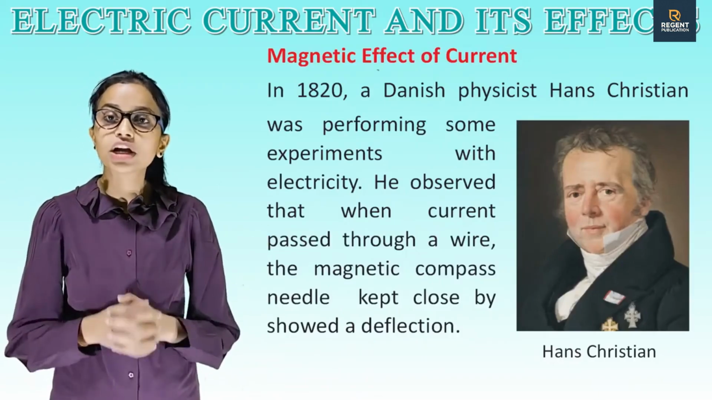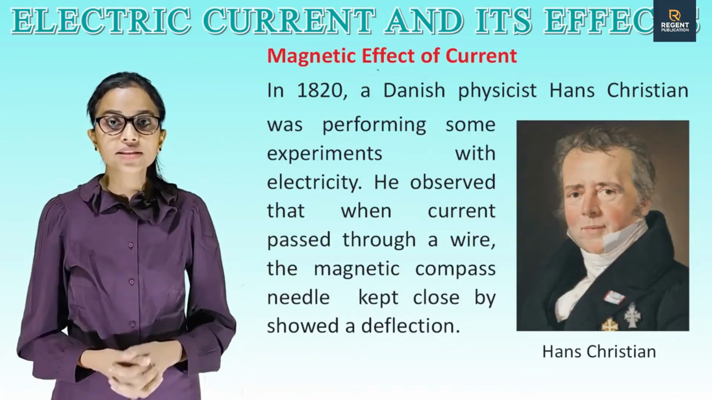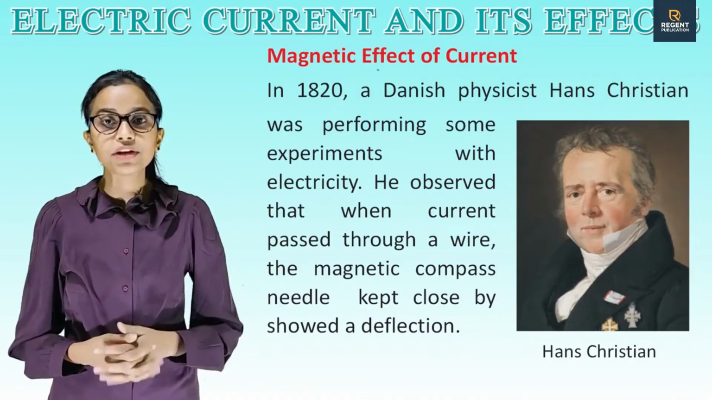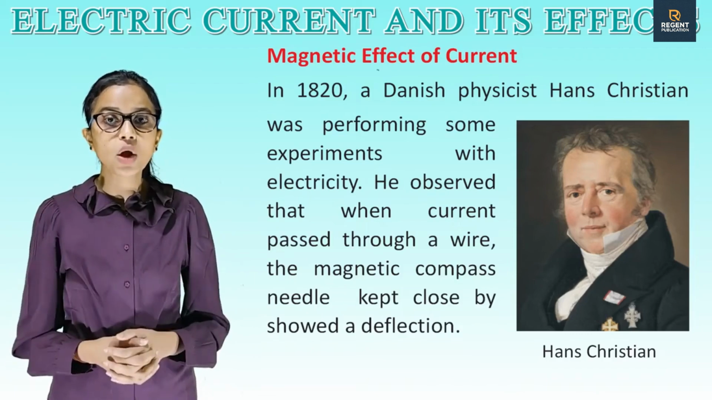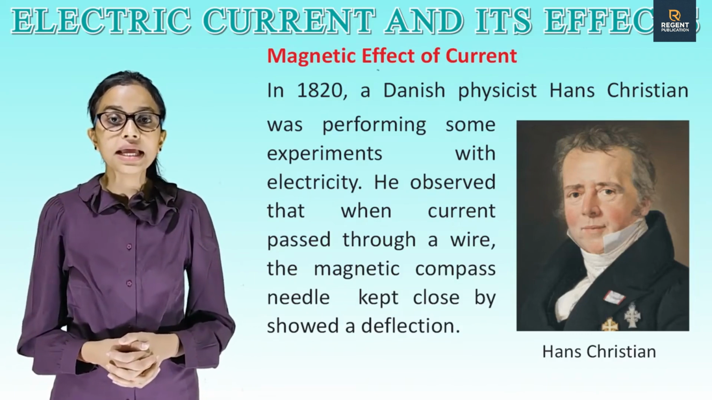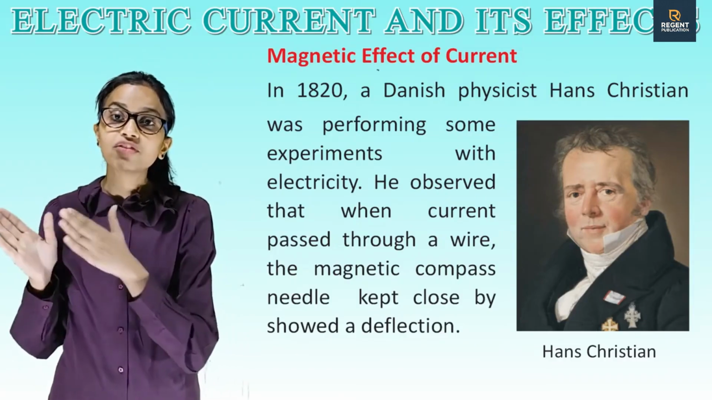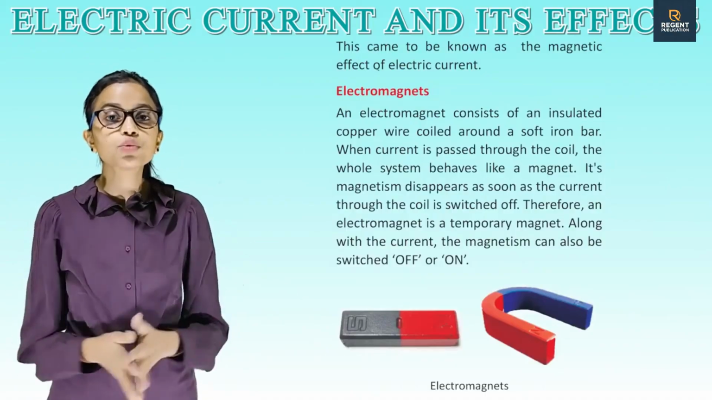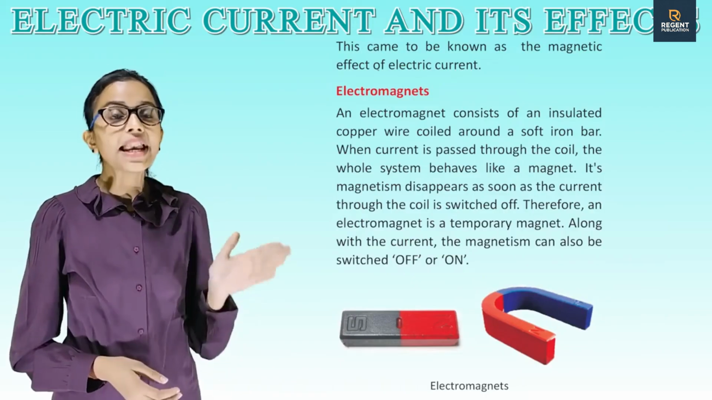Magnetic effect of current. In 1820, a Danish physicist, Hans Christian Oersted, was performing some experiments with electricity. He observed that when current passed through a wire, the magnetic compass needle kept close by showed a deflection. This came to be known as the magnetic effect of electric current.